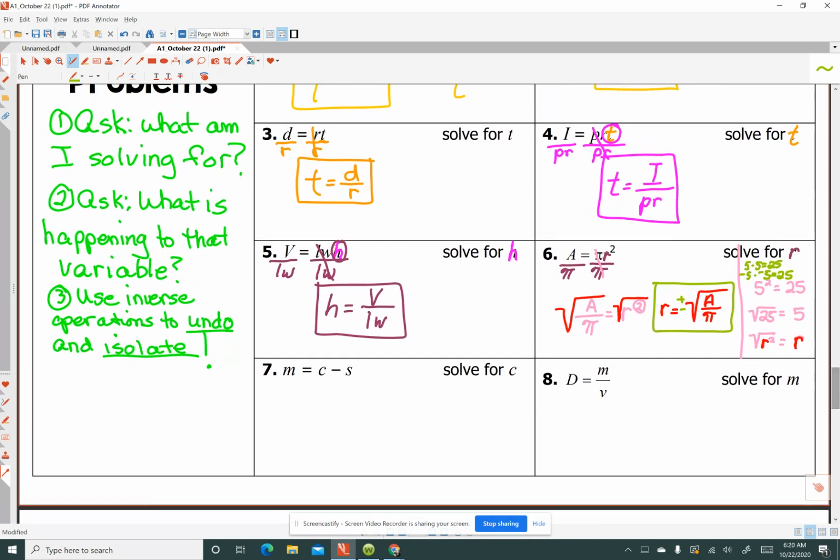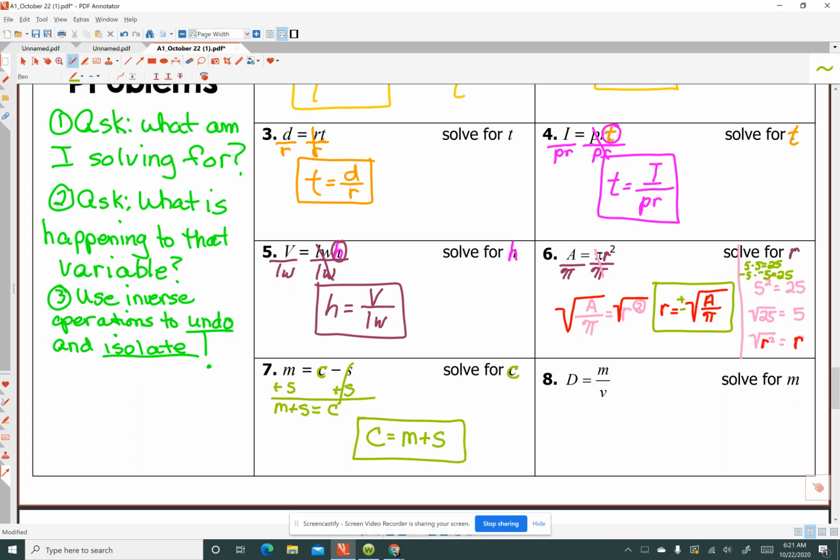And the last two on this page, we're solving for C. And what is happening to C? Well, S is being subtracted from C, so we'll simply add S. It's a capital S. We'll add it to the left side as well. And what that leaves us with is M minus S equals C. And I can rewrite that with my variable on the left, which I like to do. C equals, not minus S, plus S. Sorry about that. C equals M plus S.